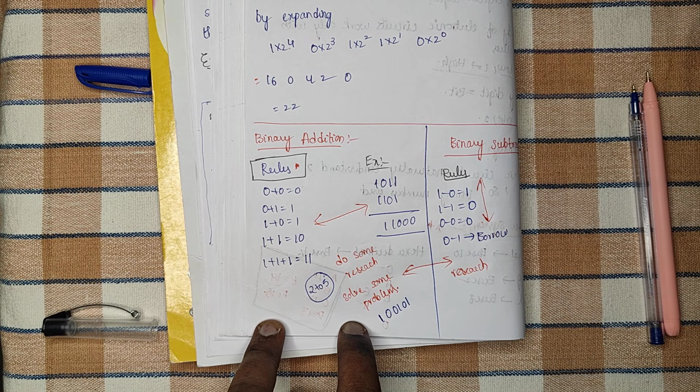In the next video, we'll continue unit 1 with fixed point representation, floating point representation, signed binary numbers, binary codes, and remaining important concepts needed for semester examinations.